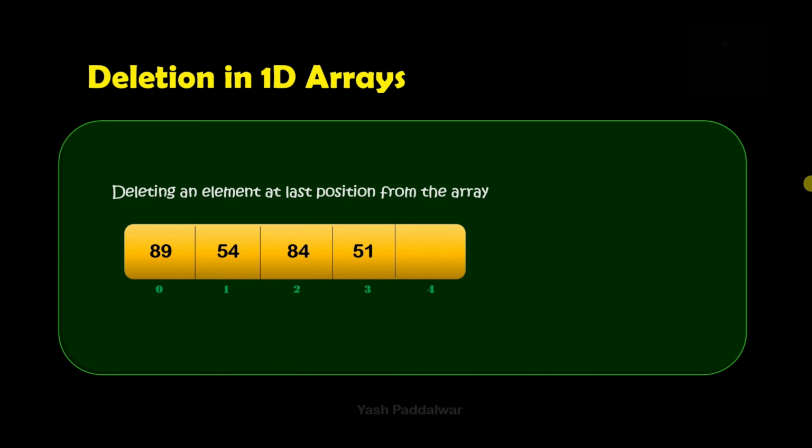Now once it is deleted, our work is done because there is no element located to the right of it, so we need not perform any shifting operation. So this is how you can delete a particular element located at the last index. I hope you have got this.